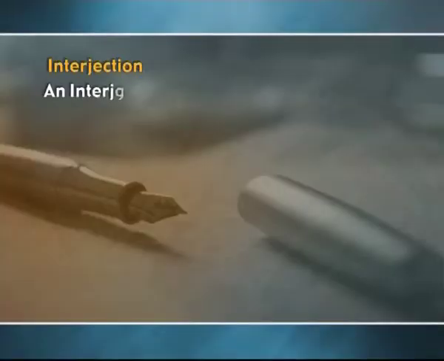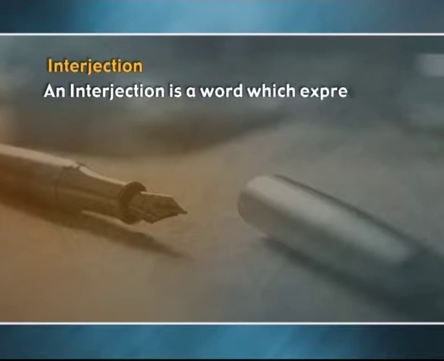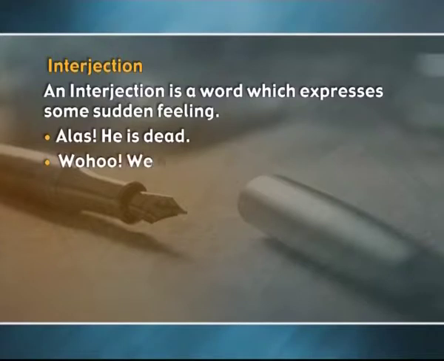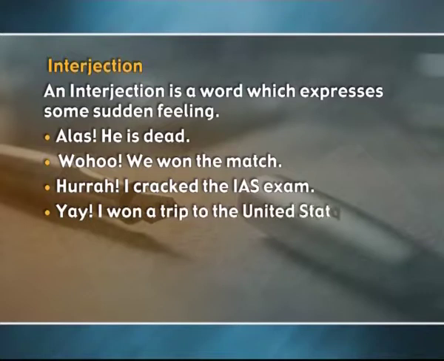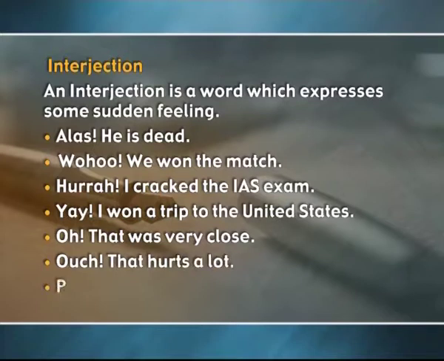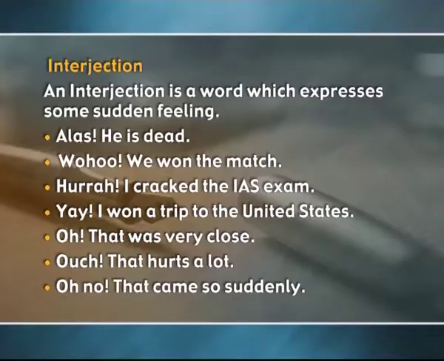Interjection. An interjection is a word which expresses some sudden feeling. Examples: Alas, he is dead. Woohoo, we won the match. Hooray, I cracked the IAS exam. Yay, I won a trip to the United States. Oh, that was very close. Ouch, that hurts a lot. Oh no, that came so suddenly.